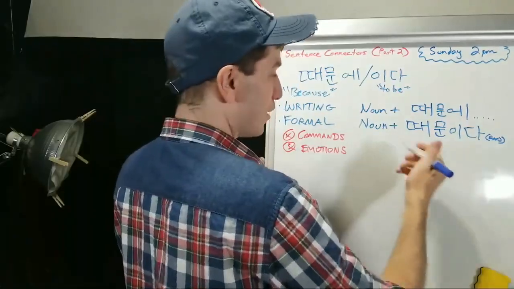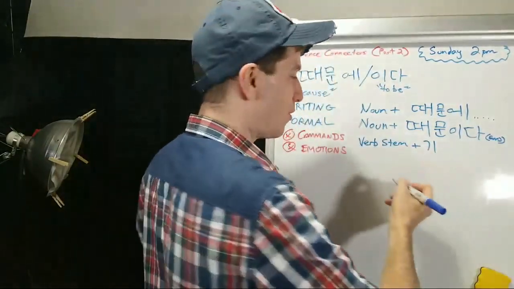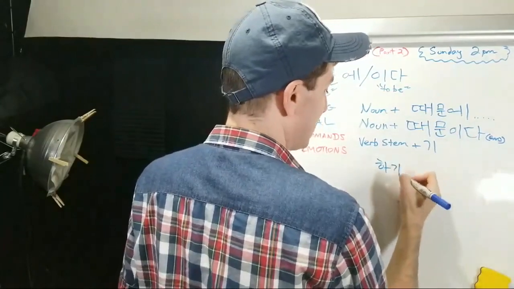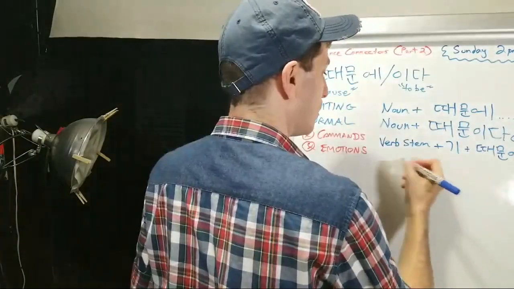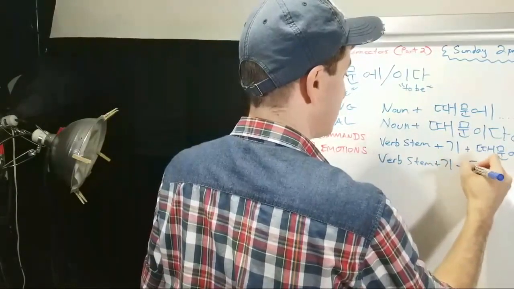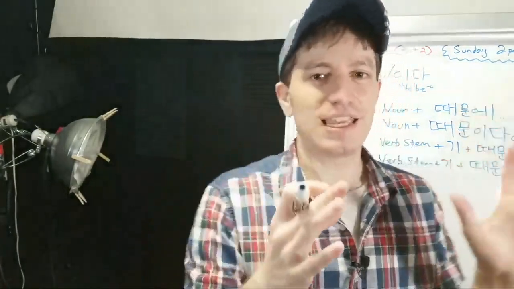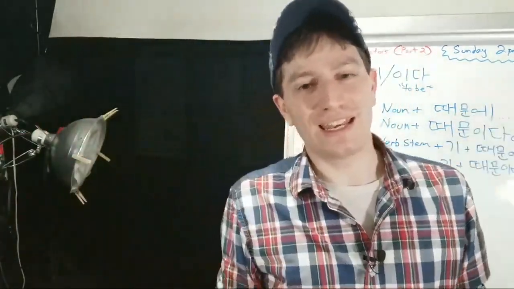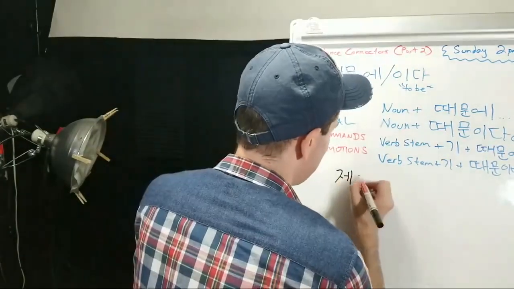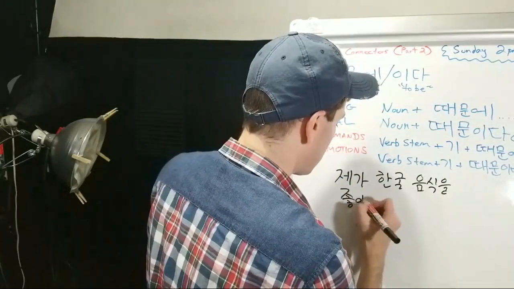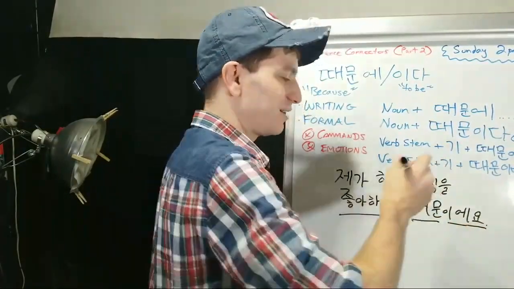If you want to use it with a verb, you have to take a verb stem and plus 기 to the end. So 하다 would just become 하기. And then you can do the exact same thing. 때문에 if used in the middle of a sentence, or verb stem plus 기 plus 때문이다 if you're ending a sentence. So if someone were to ask you, hey, Billy, why are you studying Korean? The reason is because I like Korean food. 한국 음식을 좋아하기 때문이에요. It is because I like Korean food.